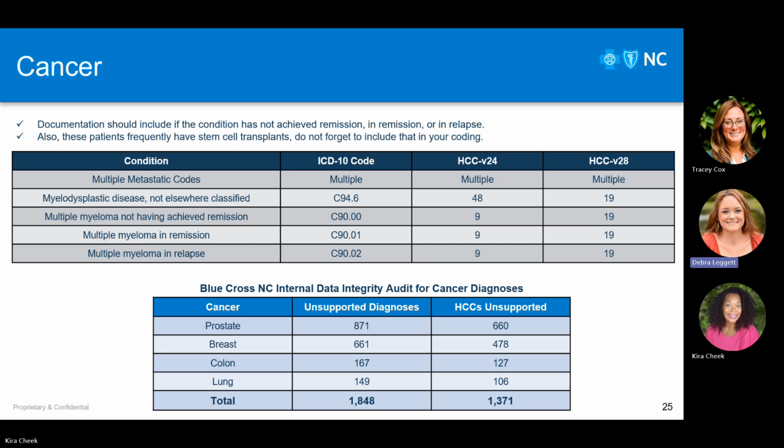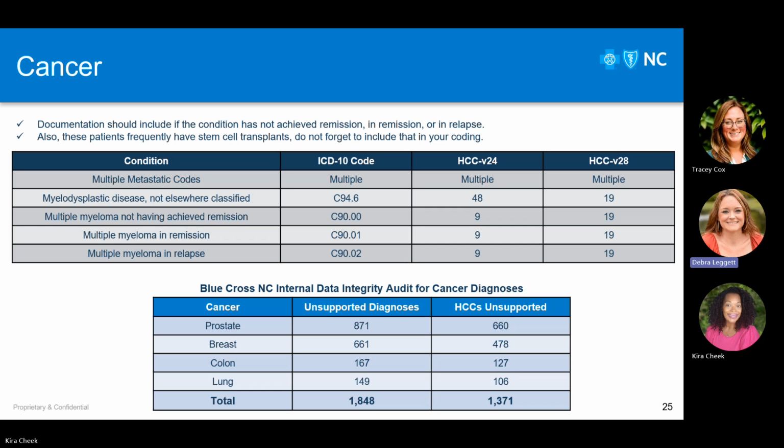V28 includes expanded HCCs for metastatic cancer and a new HCC for myelodysplastic syndrome cancers and multiple myelomas. Documentation in the patient's chart should indicate if these conditions are in relapse, remission, or active. Also, many of these patients have received stem cell transplants in the past. These transplants should also be included in your coding.